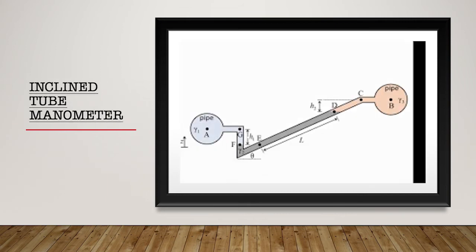Alright, so next example we have the inclined tube manometer. This is an improvement over the single column manometer. In this case, the manometer tube is made inclined in order to make it more sensitive. The displacement of the heavy liquid in the narrow tube is relatively greater, and hence readings can be taken more accurately. Alright, so now we look at figure 2.56.